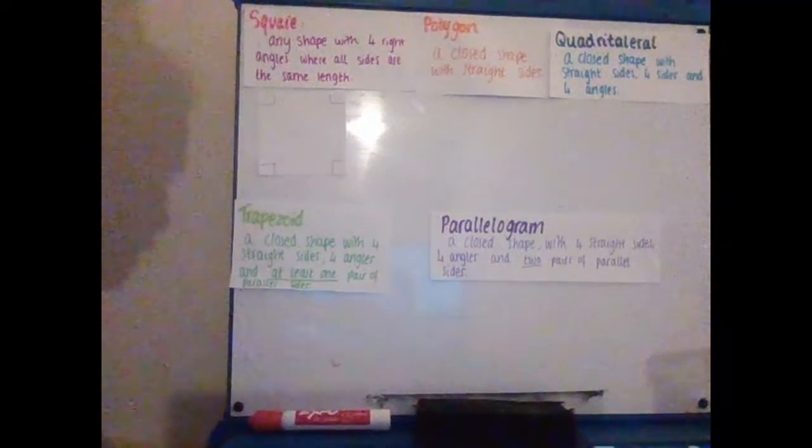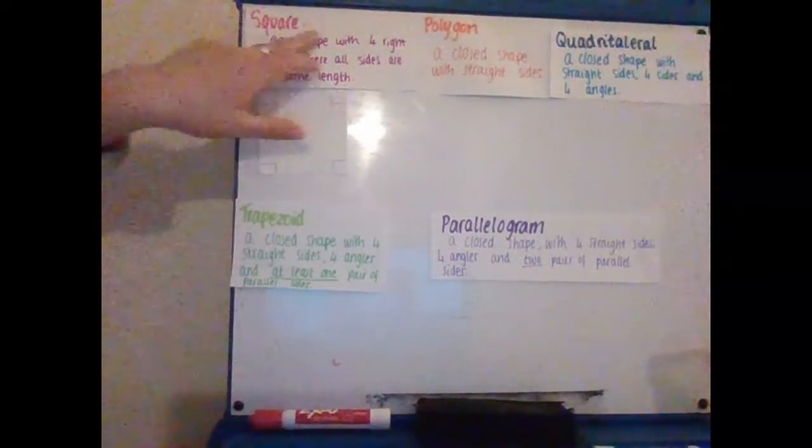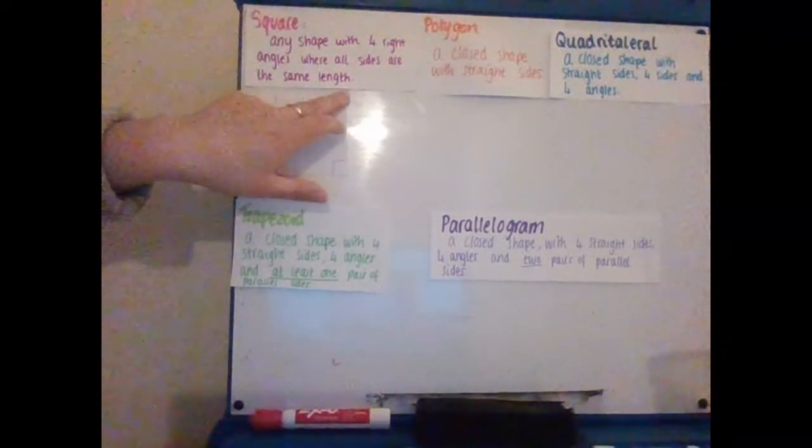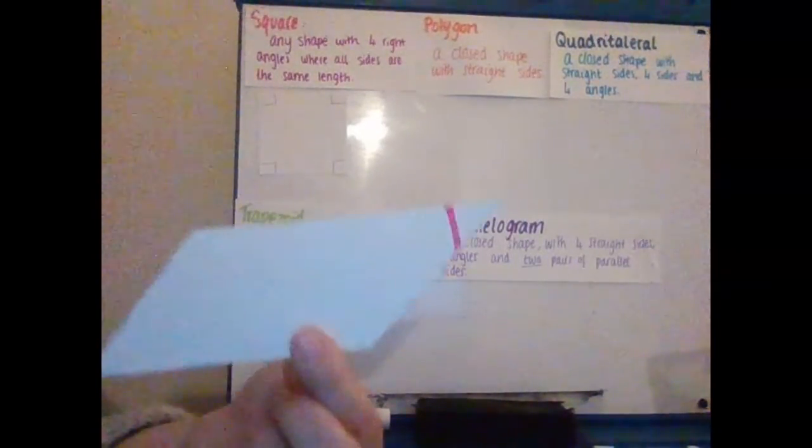There we go. Four right angles here, 1, 2, 3, 4. And any square where all the sides are the same length. 1, 2, 3, 4 are all the same length, okay? We also know this here.